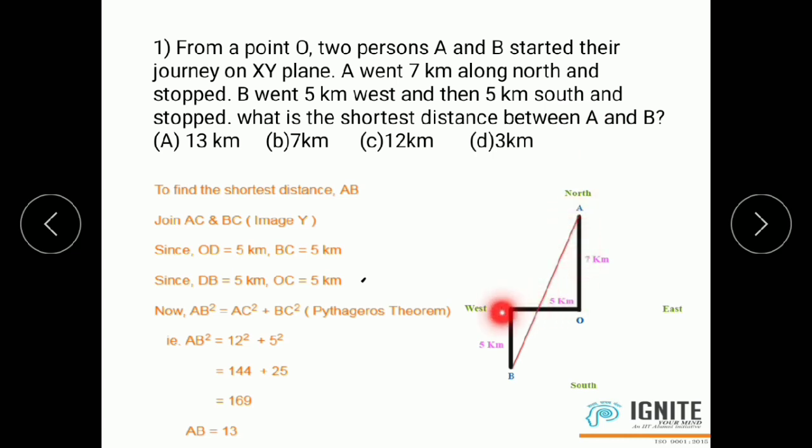Okay, a figure is shown here. From a point O, two persons A and B started their journey on the XY plane. We all know the directions: this is north, this is west, this is south, and this is east. A went 7 km along north and stopped. B went 5 km west, and then 5 km south and stopped. What is the shortest distance between A and B? The shortest distance is represented by a red line. We have to find this shortest distance.